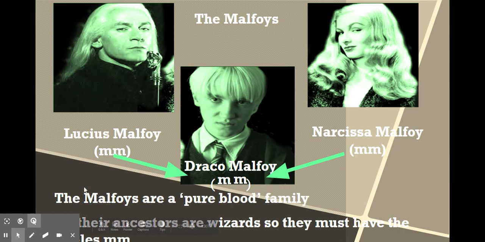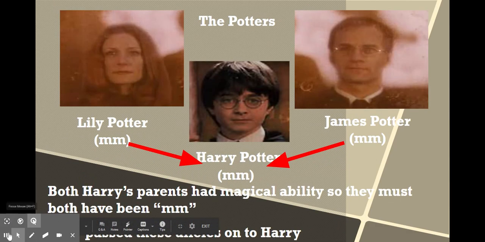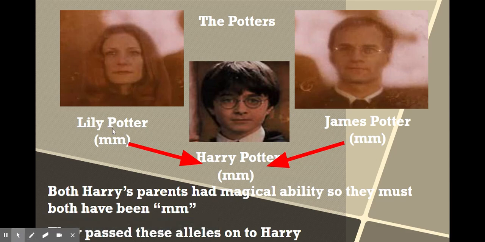Let's have a little look at our next example. So let's have a look at the Potters. So the Potters again, both Harry's parents were witches and wizards, so they must have had the small recessive gene as well, which means Harry did as well. So they passed those magical abilities on to Harry. Now let's have a look at Hermione, because she's a bit of a special case because her parents are Muggles.